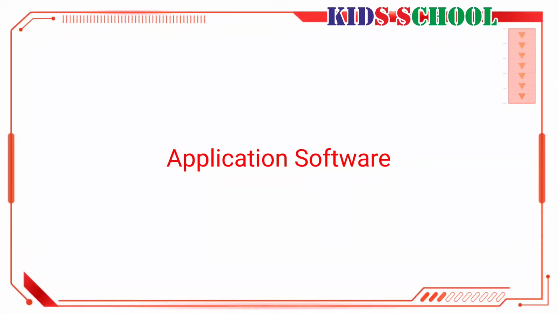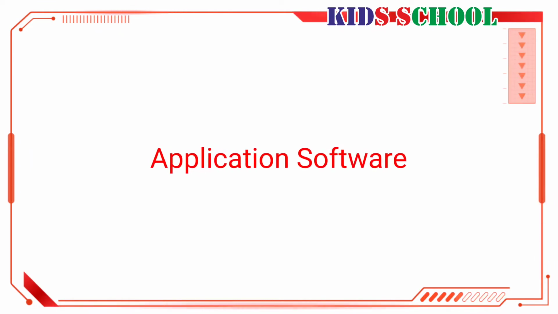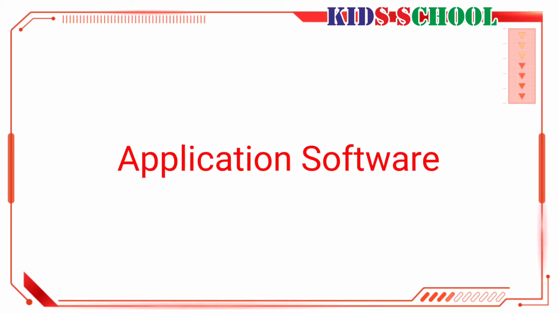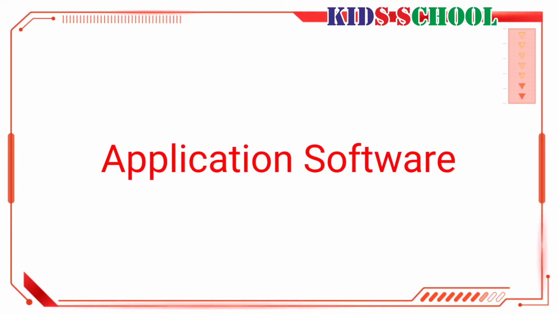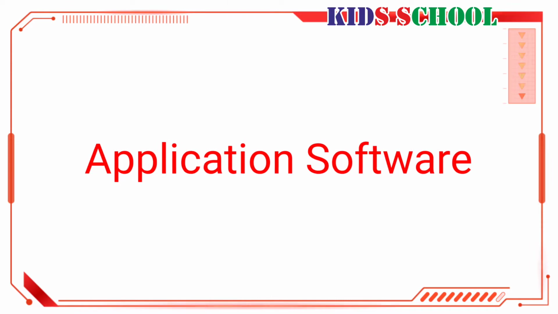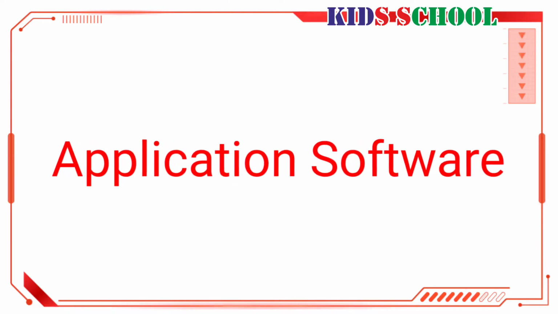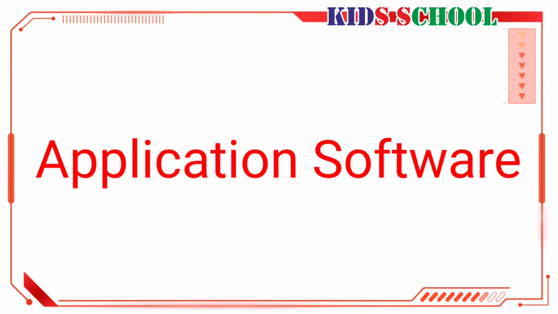The application software is a set of programs designed to perform a specific task. Application software are of various types. They can be divided into various categories according to their functions. The most commonly used application software are discussed here.